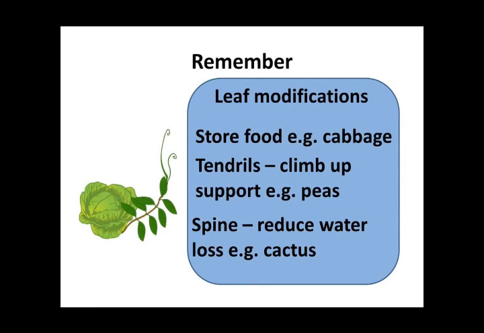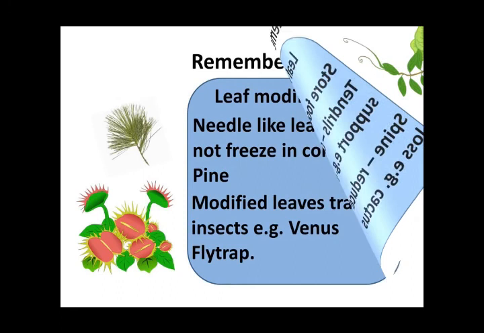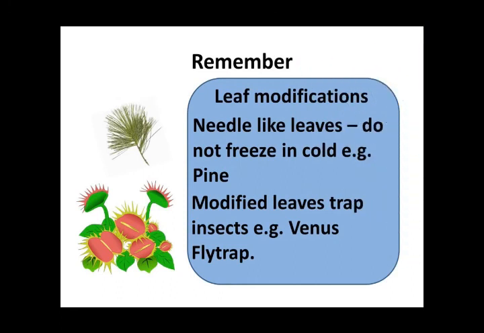The leaves are also modified into spines to reduce water loss in the case of cactus. The needle-like leaves in the case of pine do not freeze in the cold. And lastly, the modified leaves trap insects in the case of Venus flytrap.